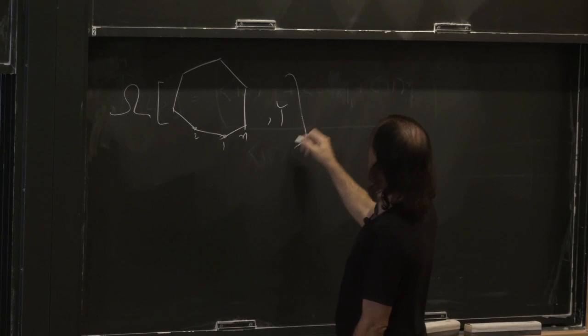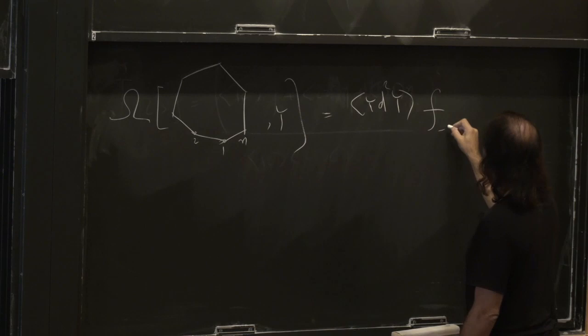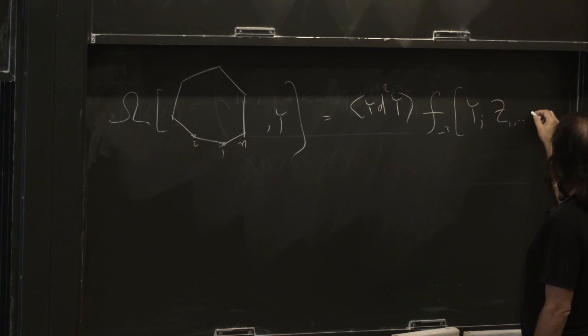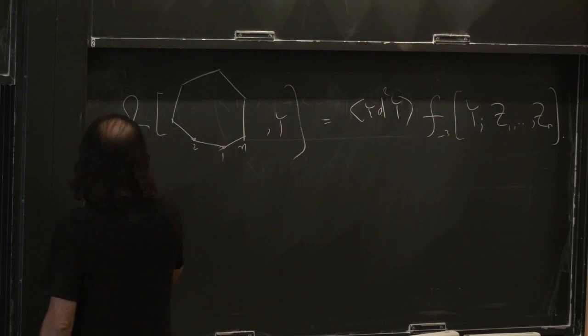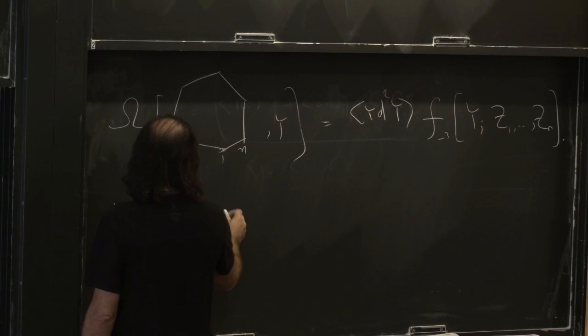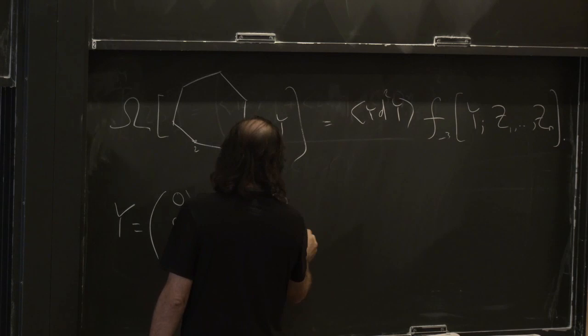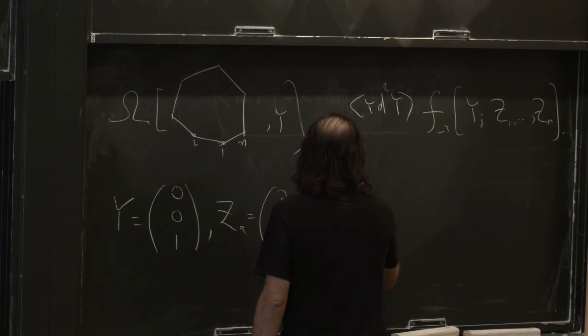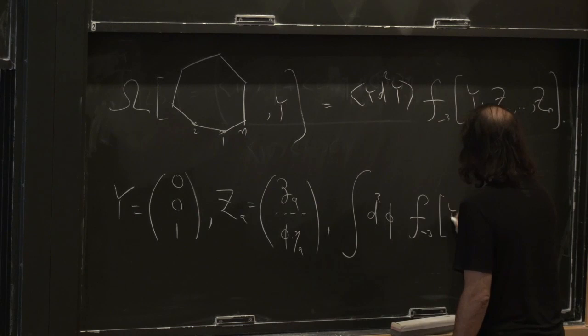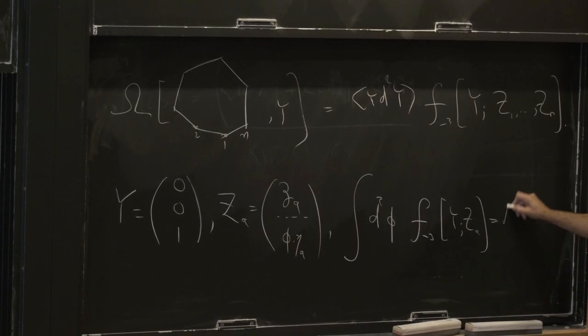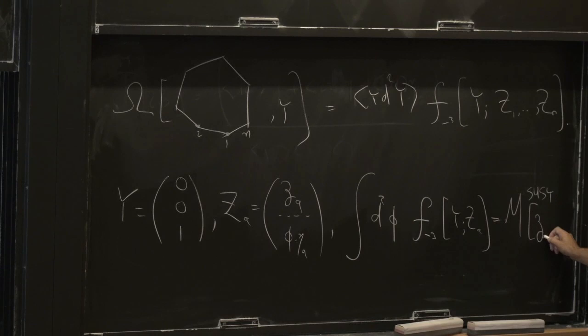This is y d squared y times some function of weight minus 3 and y and all the z's. I set y equal to 0, 0, 1, z_a to little z_a and phi dot a to a. And then after I do all of that, d squared phi of this function is the amplitude, is the superamplitude that depends on the z's and the eta's. In this case, it's our toy superamplitude that we talked about.